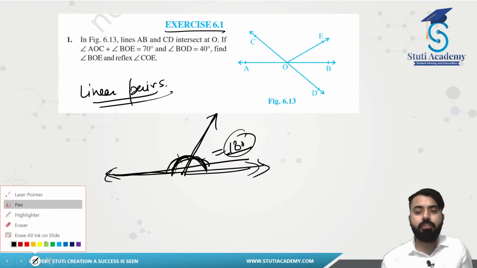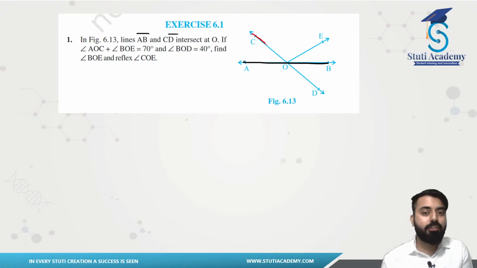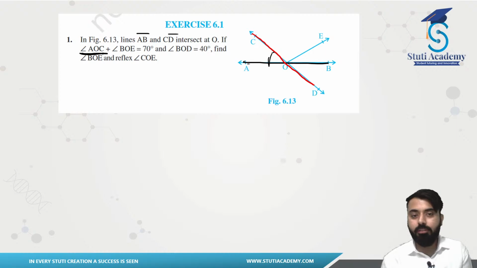So let's start with the first sum. This is quite easy. You guys should be answering this one real quick. You have been given that there are two lines, AB and CD. This one is your AB, and let me just change the ink right here, and this one is your CD. You have been given that they are intersecting at O, such that angle AOC, that means this angle right here, plus angle BOE, that means this angle right here, together they are amounting to 70 degrees.